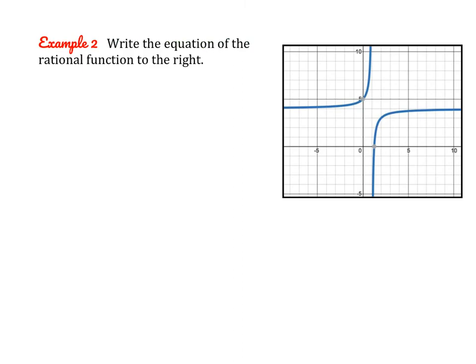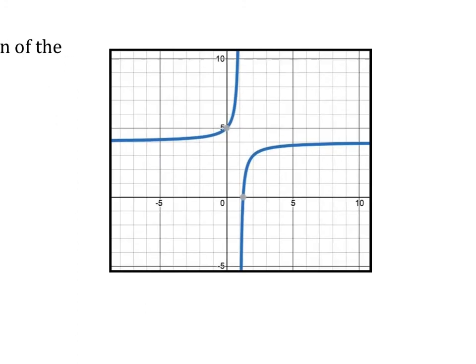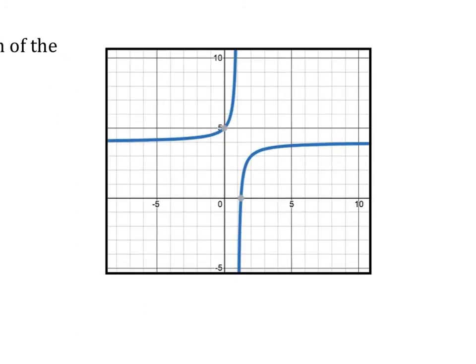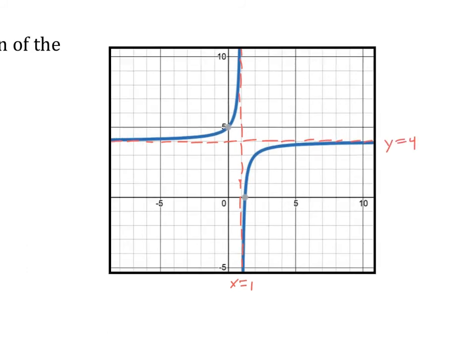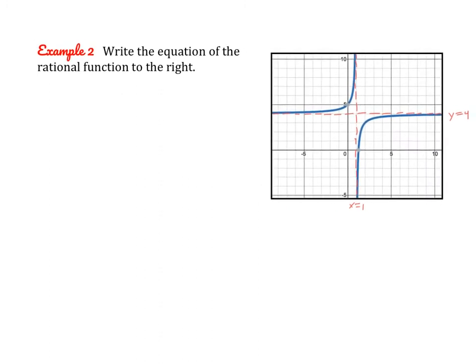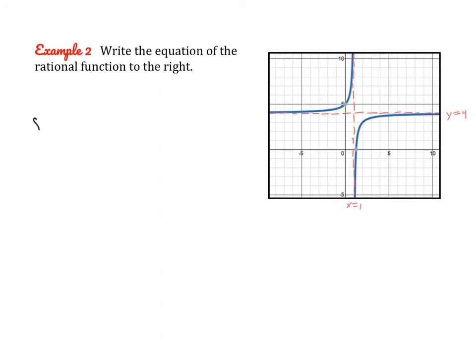Okay, let's try one more together. So looking at our graph again, I can see that we have a vertical asymptote here at x equals 1, and a horizontal asymptote here at y equals 4. So that can help us with our h and k values. So far we would have f of x equals a, which we still don't know, over x minus 1, remember it's always the opposite for x, and then plus 4.